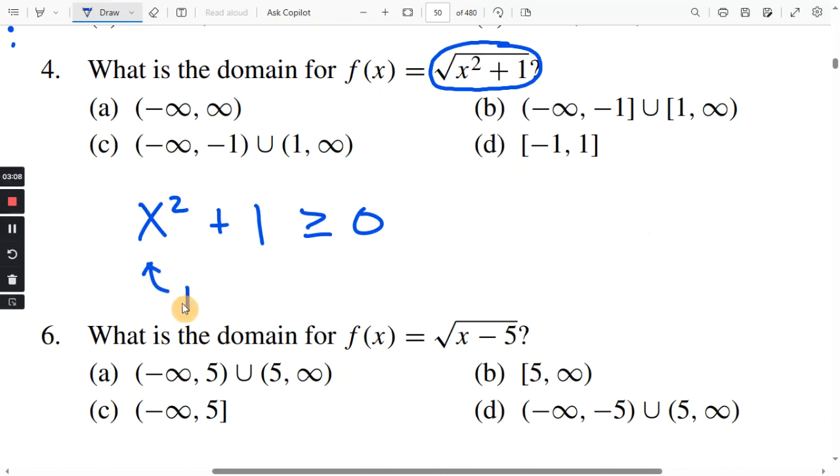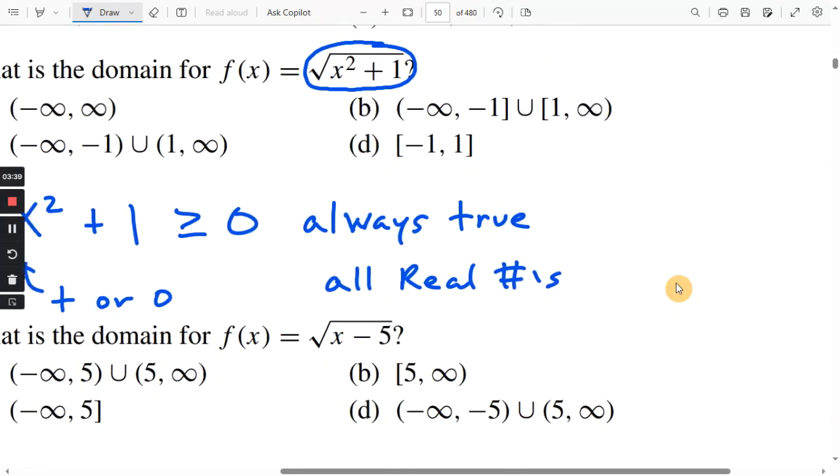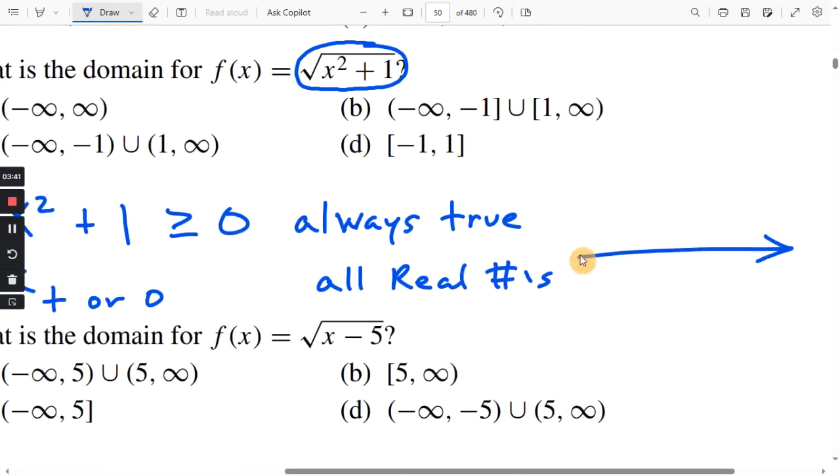Okay, this is going to be positive or 0. And if you do plus 1 to something that's positive or 0, that's also going to be positive. So this right here is always true, as long as you don't use imaginary numbers. So the answer is all real numbers. Okay, the entire number line works.